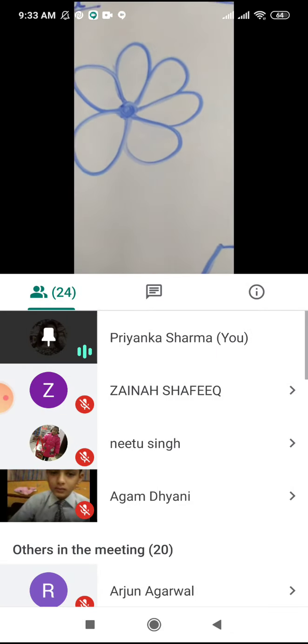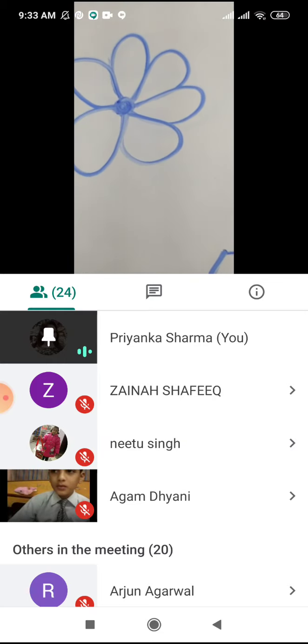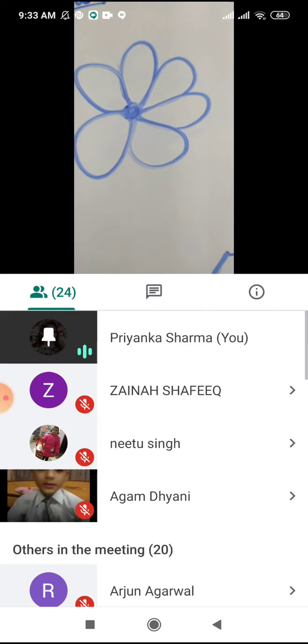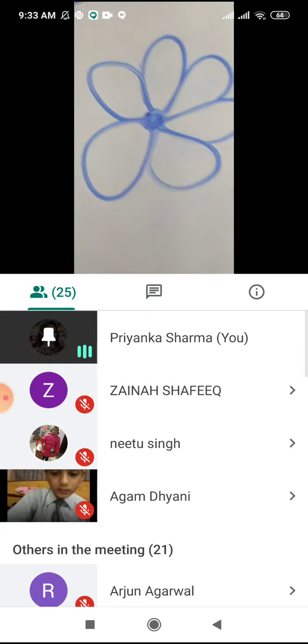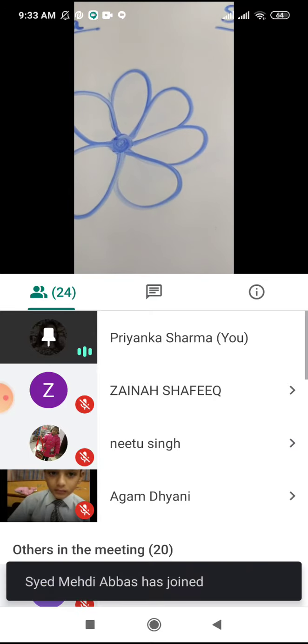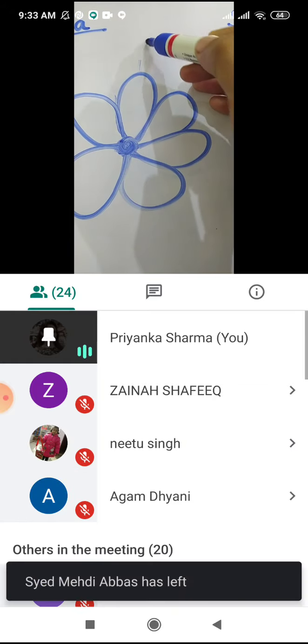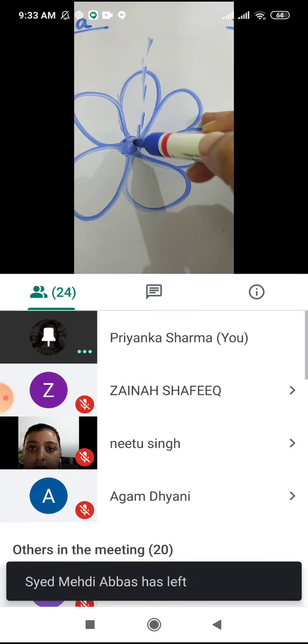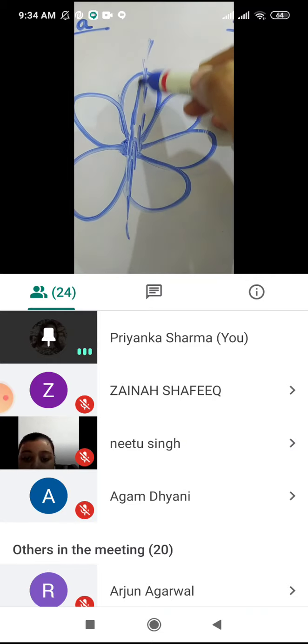Come on, exercise 15.1, the first question. It is saying draw the lines of symmetry in the following figures. The first figure is a flower figure. So we have to draw the line of symmetry, means we have to draw such lines that divide the figure into equal parts, and make sure the line of symmetry always passes through one single point.